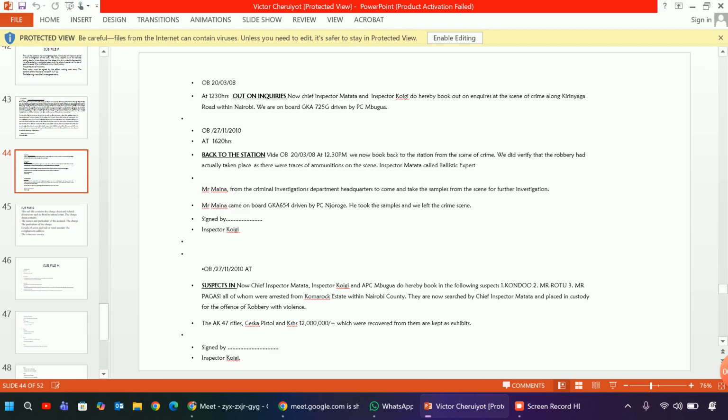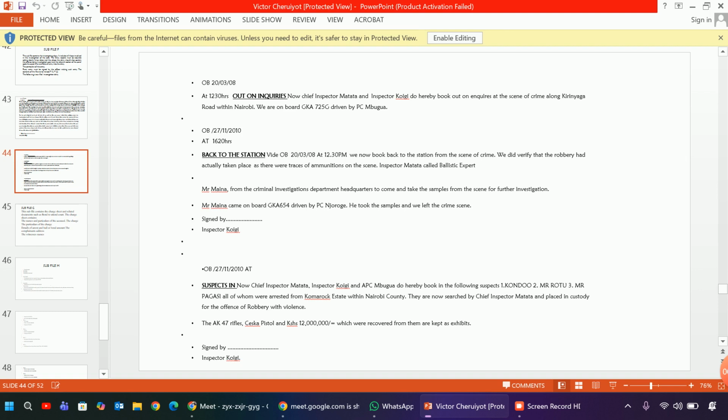So they were going for inquiries or whatever. Then when they came back to the station, they also record their findings. So if they went to Kirinyaga Road and arrested the suspect, then they come back, they also have to record it there in the investigation diary. Someone will ask us the difference between the investigation diary and the occurrence book. The two are different.